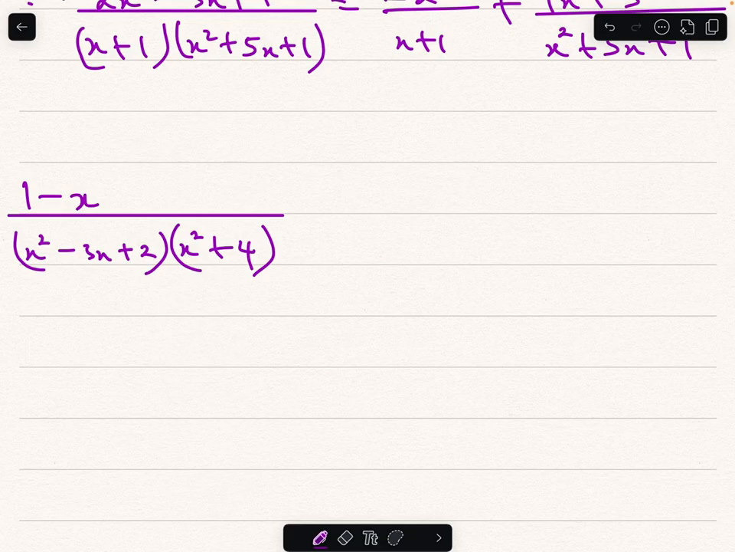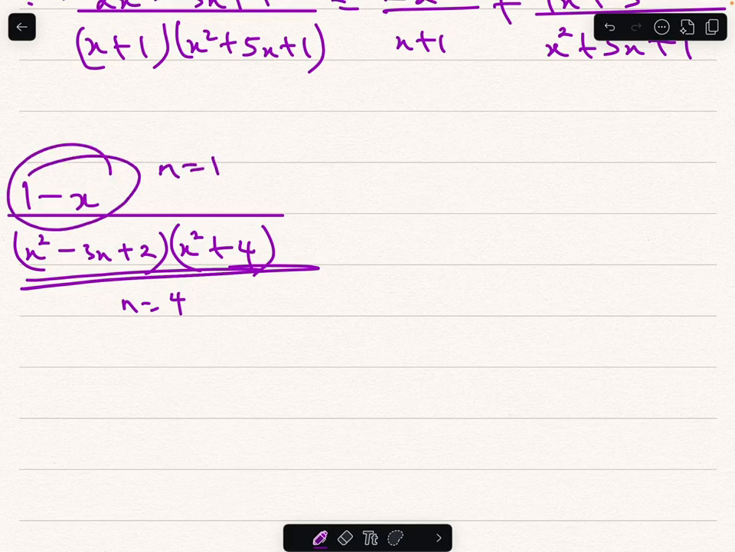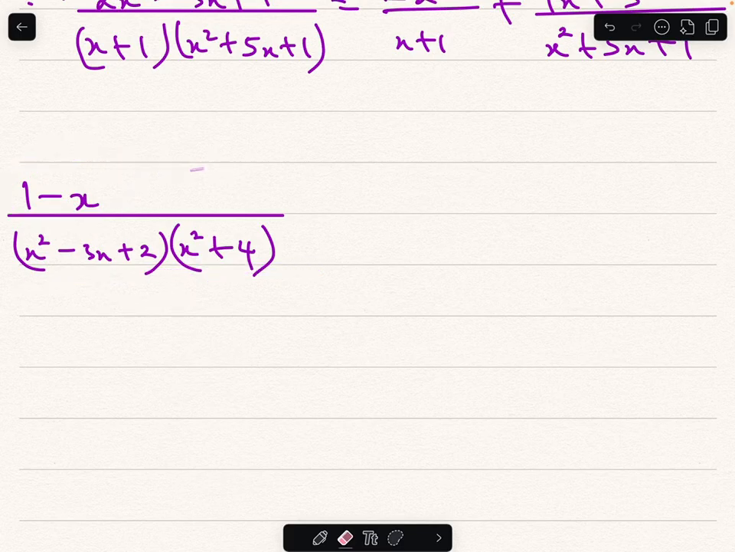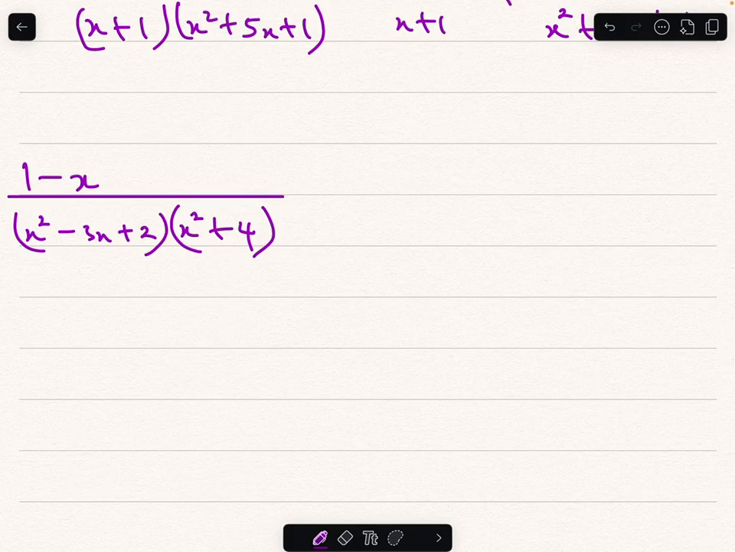The first thing to do is to check if the fraction is a proper or an improper fraction. If we expand the denominator, we'll see that its degree is going to be 4. The result will be a polynomial of degree 4, and the numerator is a polynomial of degree 1. So that means it's a proper fraction because the degree of the denominator is greater than the degree of the numerator. Now let's look at the factors at the denominator.